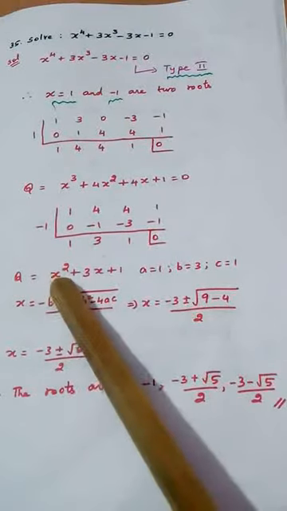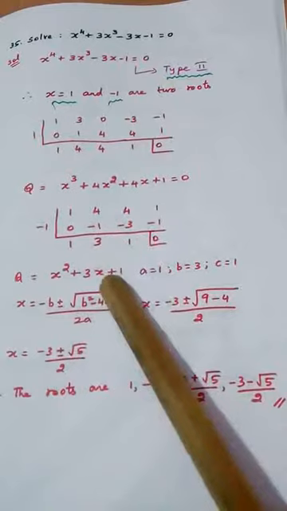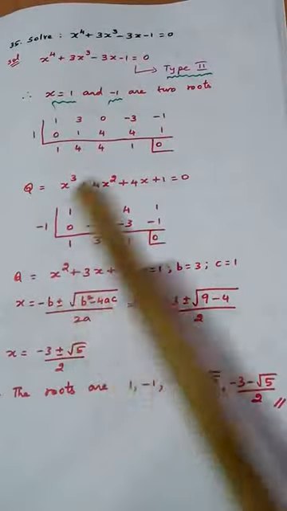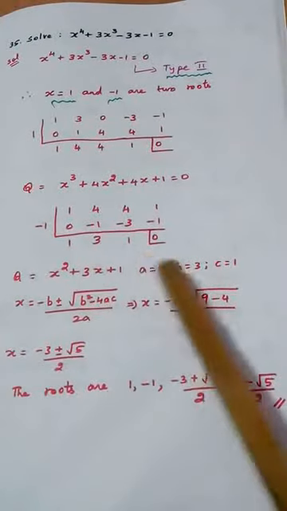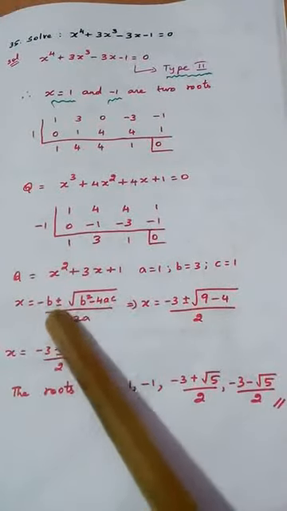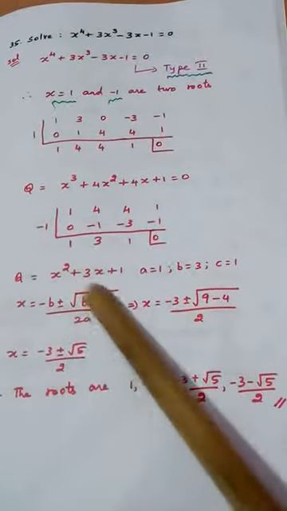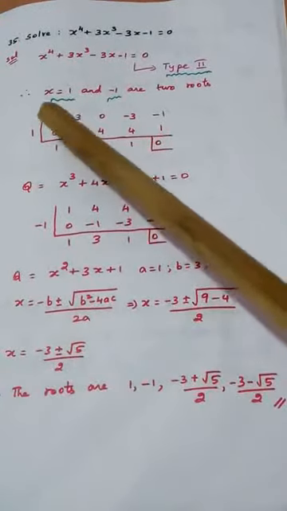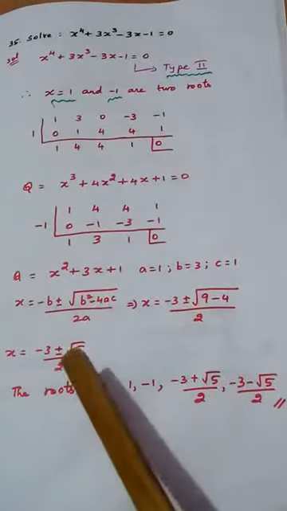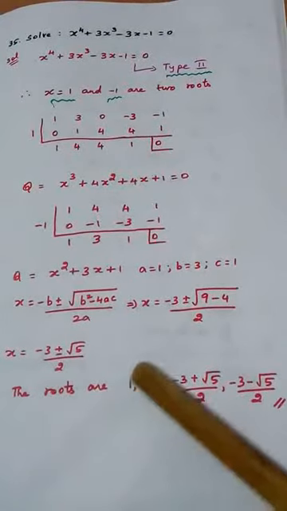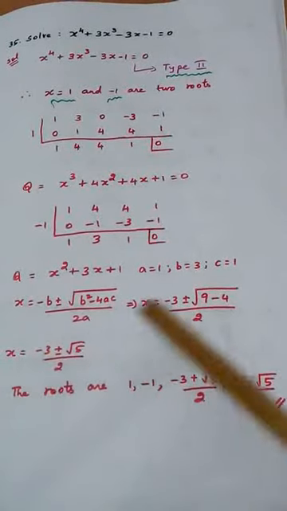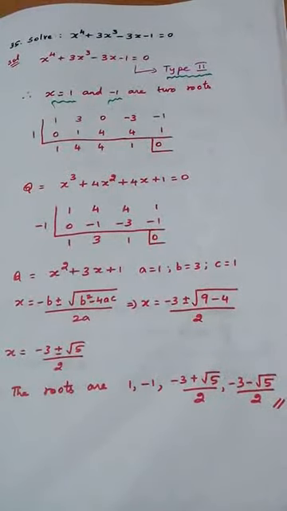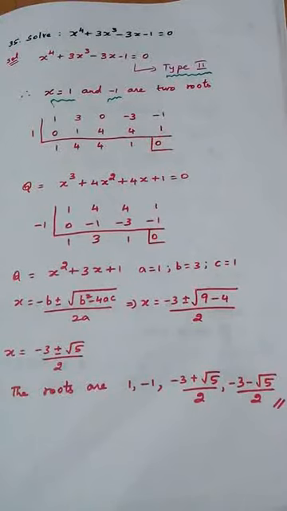Q is equal to 1x square plus 3x plus 1. It cannot be factorized, so we will use this formula. Here a is equal to 1, b is equal to 3, c is equal to 1. Minus b plus or minus root of b square minus 4ac by 2a. Use this formula, substitute the values and get two answers. Already we got two answers here, 1 and minus 1. So the four roots are 1, minus 1, minus 3 plus root 5 by 2, and minus 3 minus root 5 by 2. So these are the four answers, right? We'll pass on to the next sum.